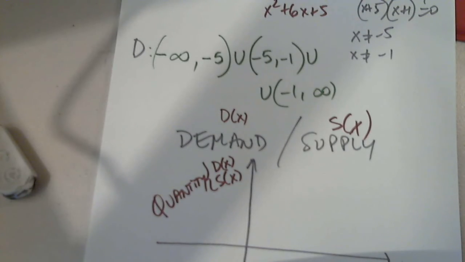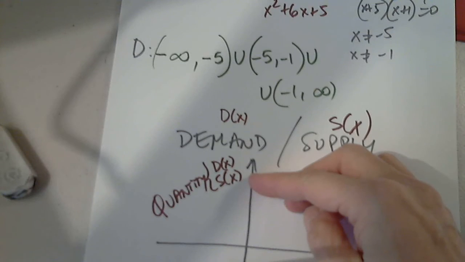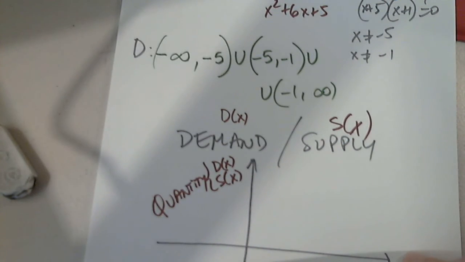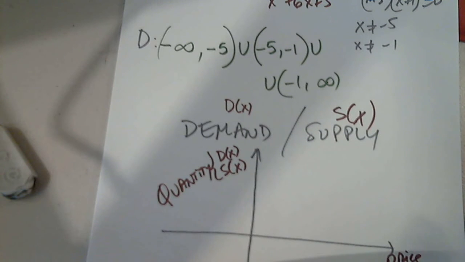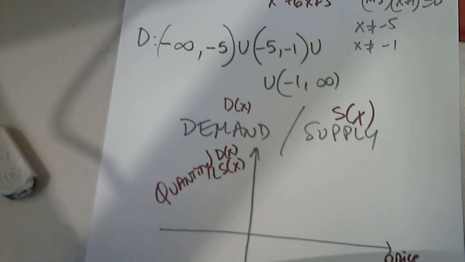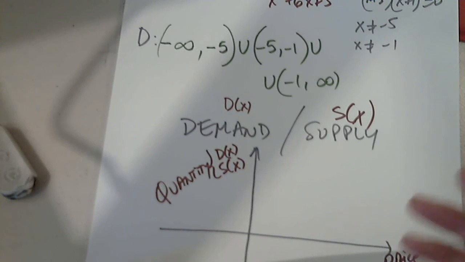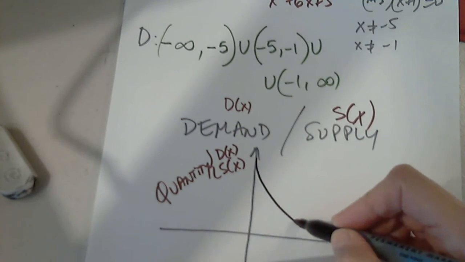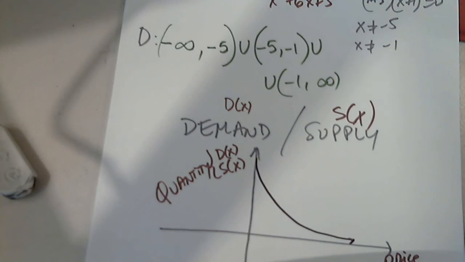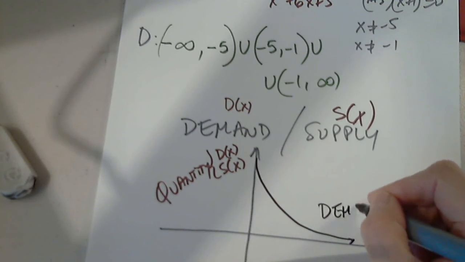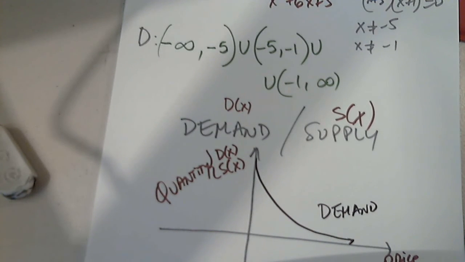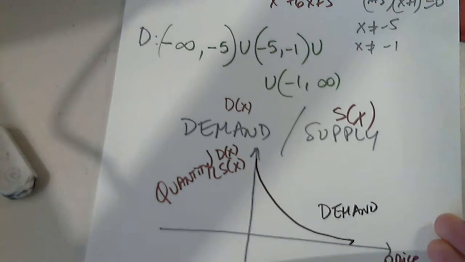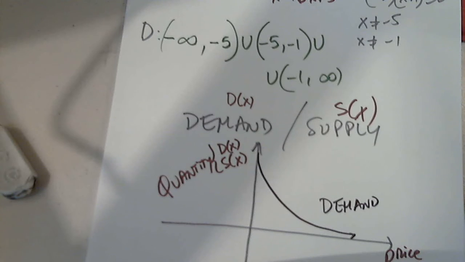So obviously the demand, as the price increases, for example, let's say we're looking at housing. As the price increases higher and higher in the millions, less and less people can afford it. So this is a potential demand function. Because as the price increases, the demand for a product will always decrease. Fewer and fewer people can afford it.